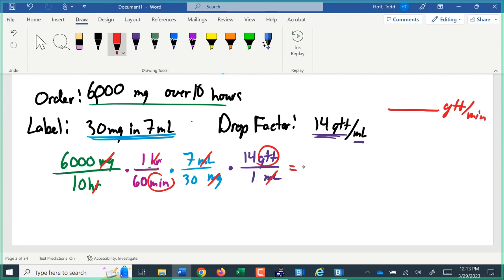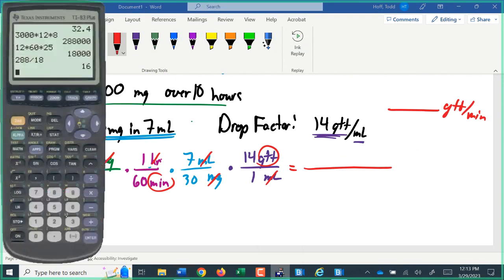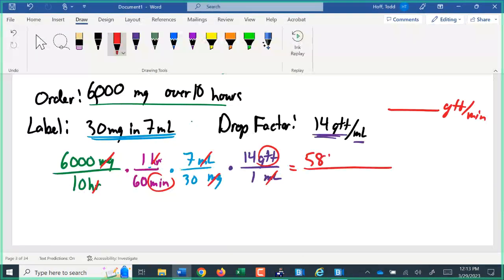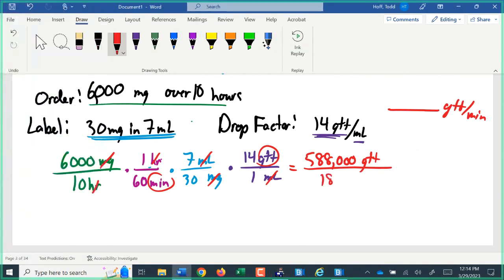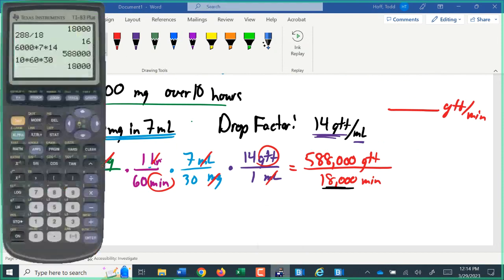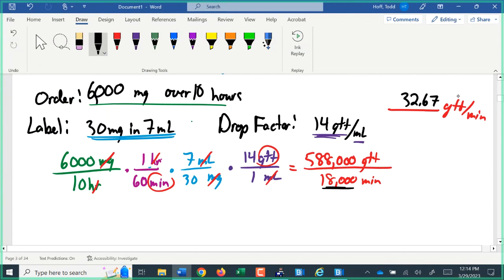So we'll go ahead and multiply this out. On top, 6,000 times 1 times 7 times 14 drops is 588,000 drops. On bottom, we have 10 times 60 times 30, which gives 18,000 minutes again. And so we just divide out by the 18,000. 588,000 divided by 18,000 gives us 32.67. Again, we round to 2 decimal places, so 32.67 drops per minute.